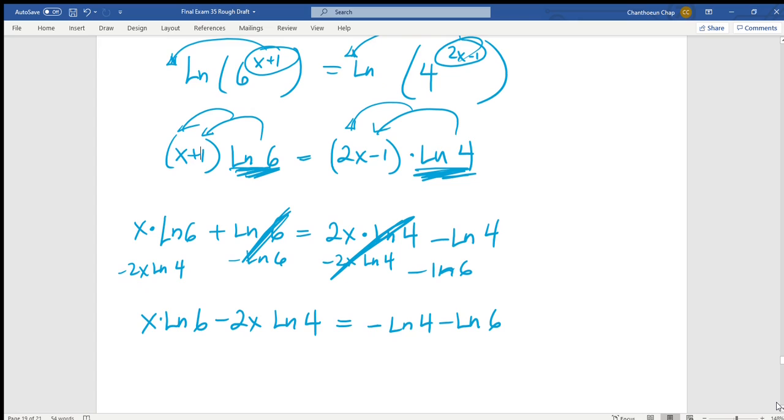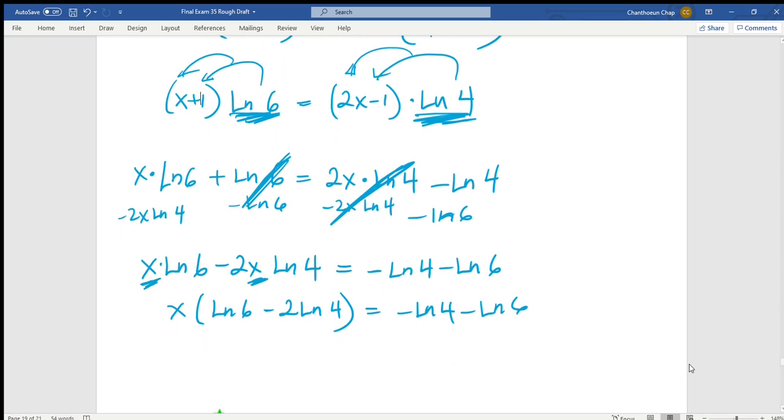To solve for x, I'm going to factor out the x. So we'll take x out, that's natural log of 6 left over, minus, if you take out the x, that's 2 natural log of 4. And that's equal to negative natural log of 4 minus natural log of 6. We're almost there. We're going to divide both sides by the natural log of 6 minus 2 natural log of 4.